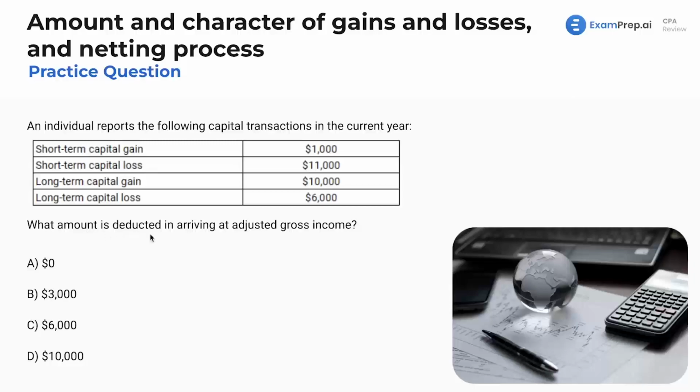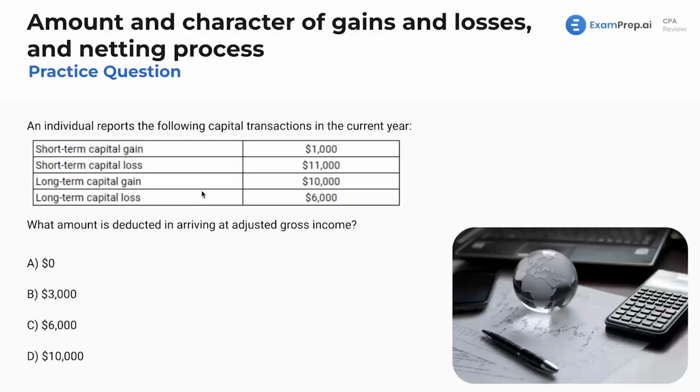What amount is deducted in arriving at adjusted gross income? So it's kind of spoiling it for us. It looks like we'll likely have an overall loss because it's saying what amount is deducted. And you might see questions like that. Now, in the prior one, it didn't indicate in the possible answers if it was going to be a gain or loss. But in this case, we know it's going to be a loss.